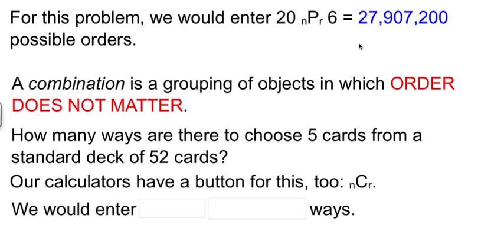Similarly, if we're taking cards out of a deck, it doesn't matter when I get the ace of spades. As long as I have it, that works. So how many ways are there to choose 5 cards out of a standard deck of 52? We need a different button, nCr, C for combination. Remember, that means the order doesn't matter. So we would put in 52 nCr 5. And my calculator tells me that's just over 2.5 million, 2,598,960 different ways to get 5 cards out of a deck of 52.